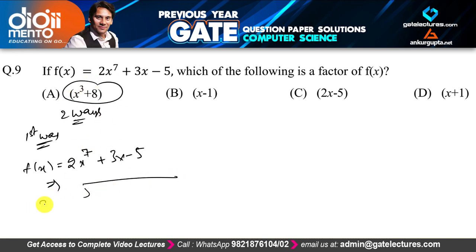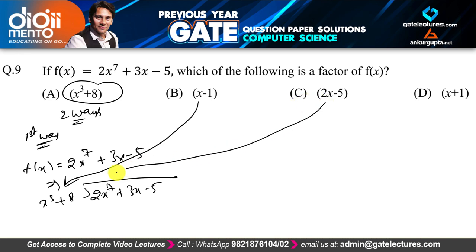For example, initially I'm going to try to divide with x cubed plus 8, this 2x^7 plus 3x minus 5. Second, I'm going to try to divide by this, and also by this, and also by this. If any one of them can divide this particular function, then obviously we can say that it is a factor. But that is a very lengthy process. Actually both the processes are lengthy, but there's one more way of solving this.